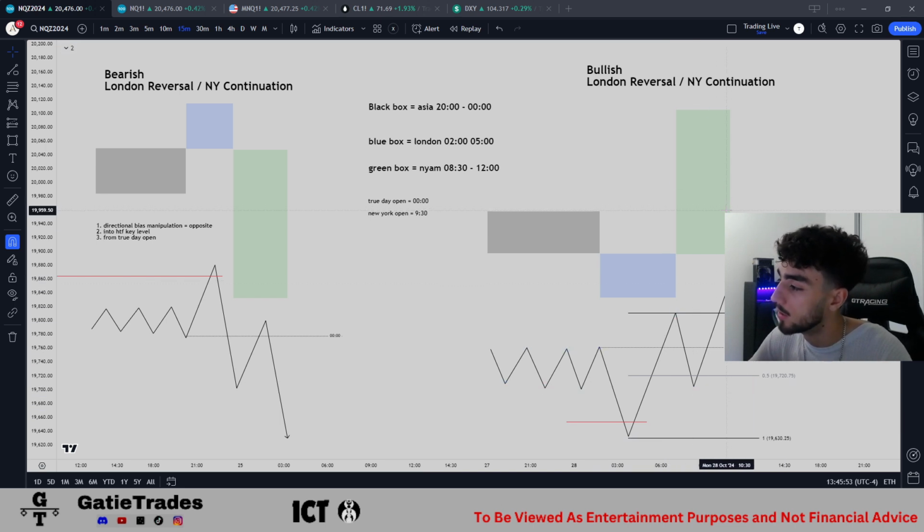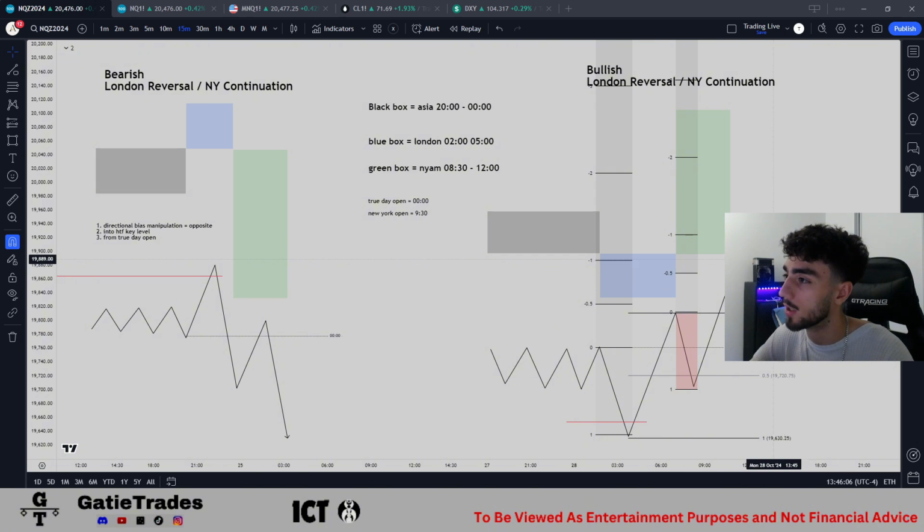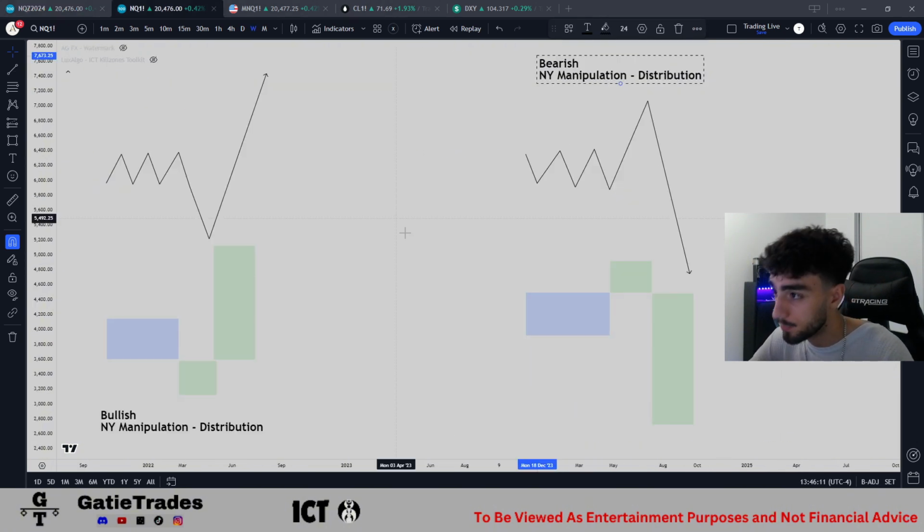Look for your pullback into a discount. Look for your potential 9:30 Judas, which is your highest probability setup in this model. And then look for your expansion. Use standard deviations from London. Use standard deviations from New York manipulation to get your high probability targets. All right. Hopefully everything makes sense. If you have any questions, ask me in the description. Next slide. Bullish New York manipulation distribution.